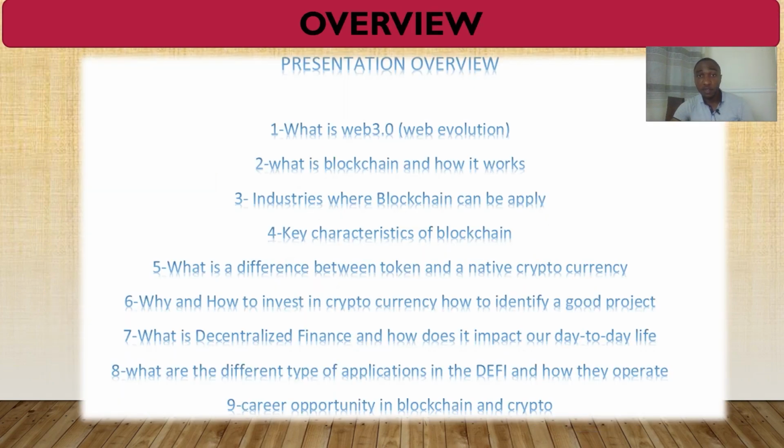So this is just a brief overview of what we are going to see in that session. First of all, we are going to see what is actually Web 3. And to understand Web 3, you have to understand the web evolution. So it's very important to know that. And we are going to talk about what is the blockchain and how it works. We are going to mention the industries where the blockchain can be applied, the key characteristics of the blockchain technology, and we are going to highlight the difference between a token and a native cryptocurrency, because there's a huge difference between a token and a native cryptocurrency. We are going to see that in this presentation.